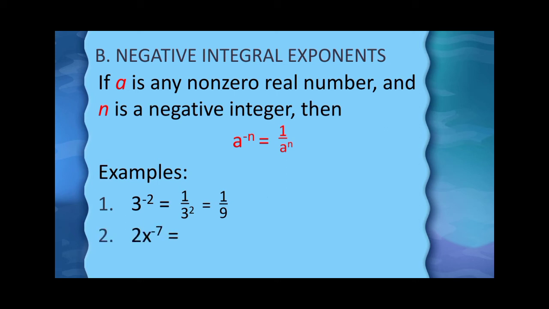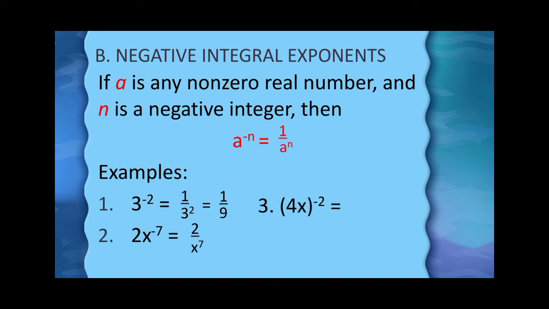2x raised to negative 7. So, ang naka-raise lang sa negative 7 is x. So, ibig sabihin, 2 will stay sa kanyang lugar, then bababa ngayon or mapupunta sa denominator ang x to the 7. We have 2 over x raised to 7.